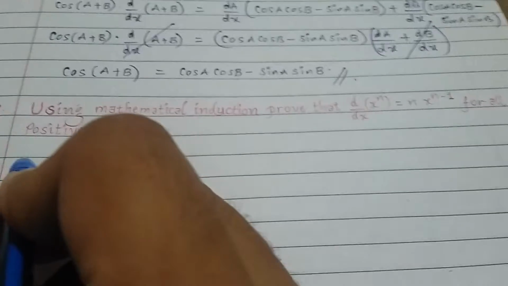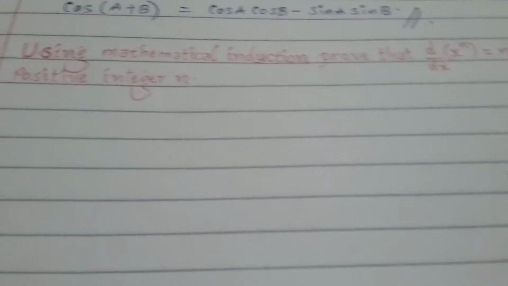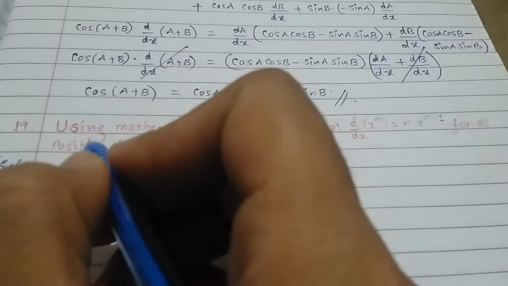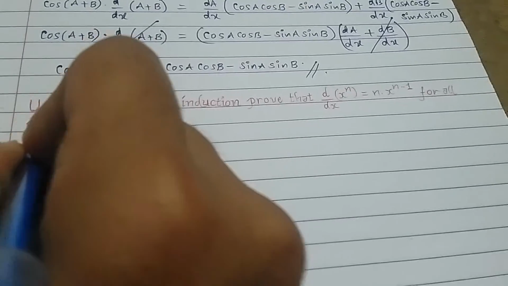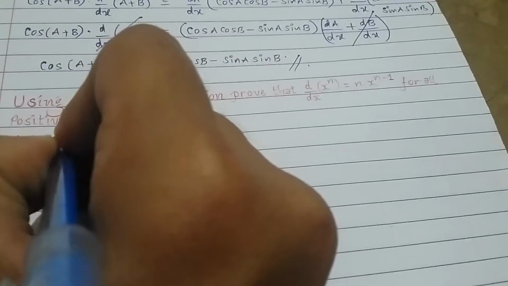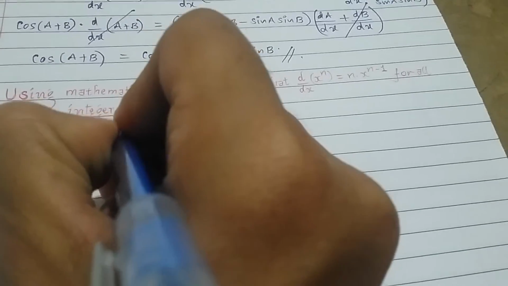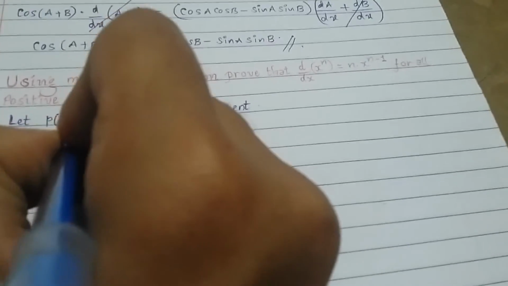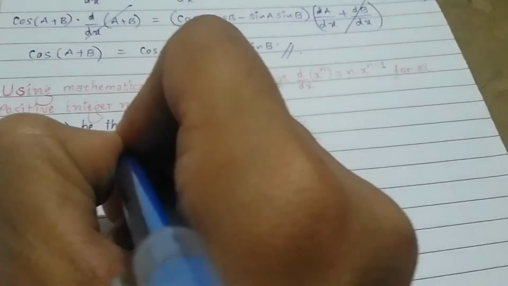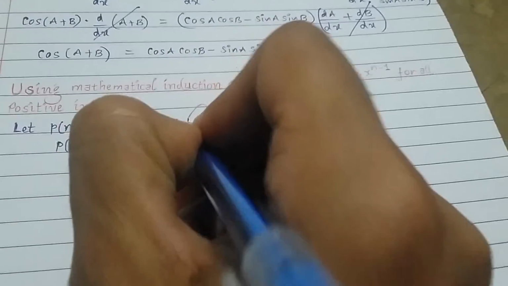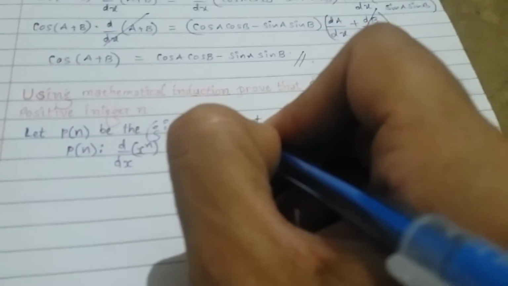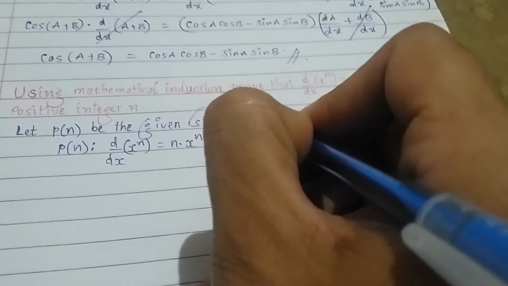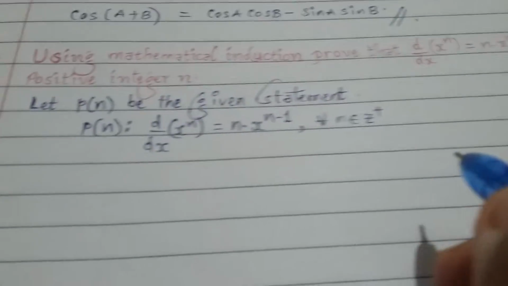In mathematical induction what we used to do is we used to take the given statement as P of n at first. So taking the given statement as P of n here, let P of n be the given statement. Then P of n becomes d by dx of x power n is equal to n into x power n minus 1 for all n belongs to Z plus, positive integers. And then what we used to do is we used to prove this statement for n equal to 1.